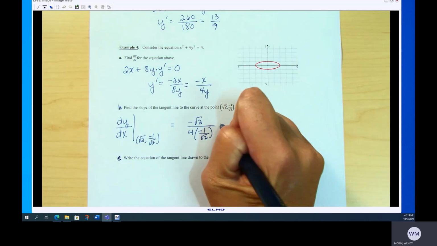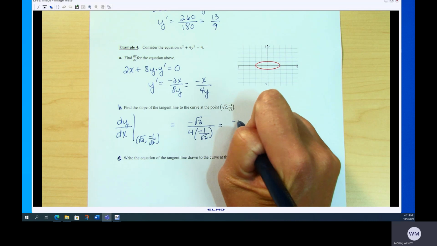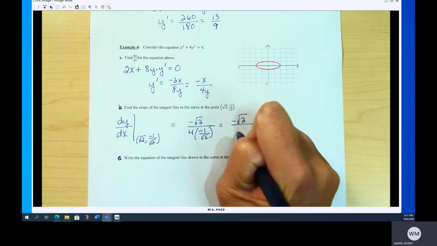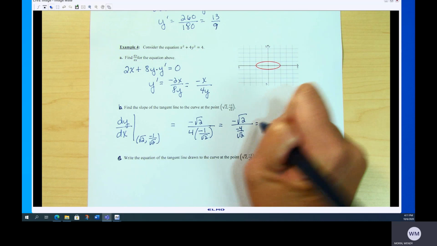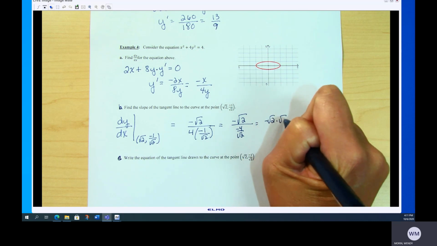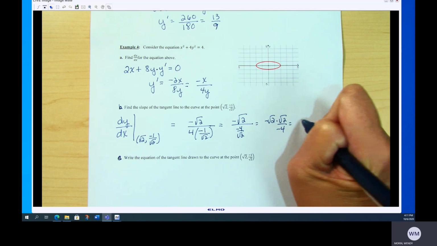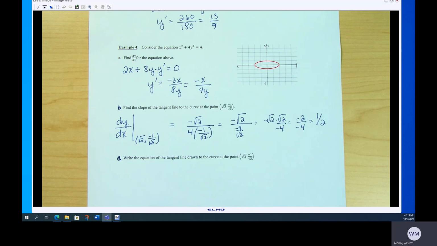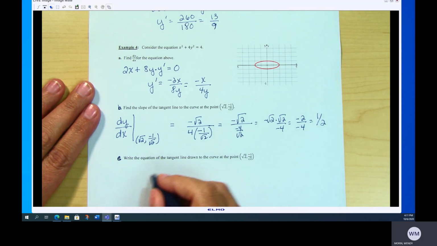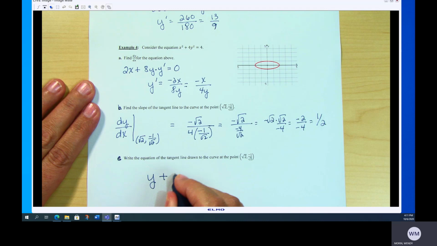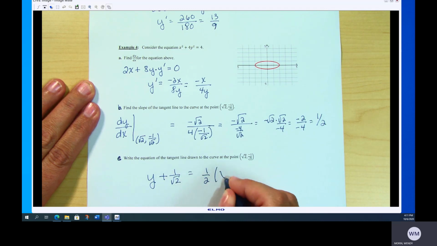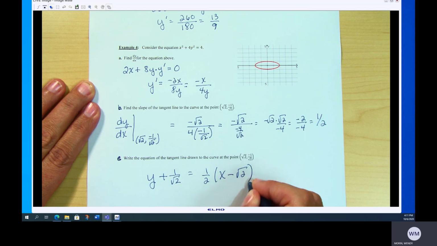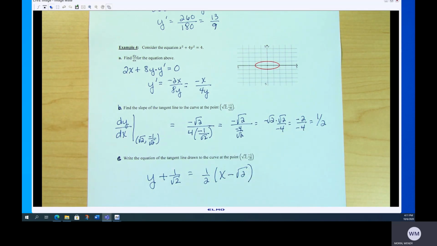Okay, check your answer. Hopefully you turned off your video and tried it. This is a -4 over the square root of 2. So however you did it, you could multiply by the reciprocal, which is -2 over -4. You should get 1/2. Write the equation of the tangent line using point slope. Y minus your y value equals your slope times x minus your x value. That's the equation of the tangent line. No, you do not have to rationalize your denominators in calculus.